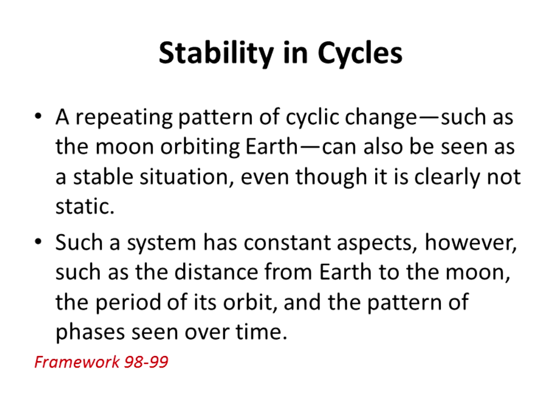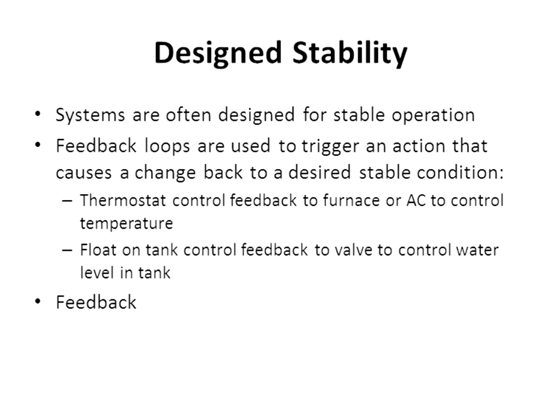Systems that have constant aspects to them, such as the moon and the pattern of phases over time, are thought of as being stable as well. Regardless of how long the cycle is, if it has a cycle, it can be considered to be stable.